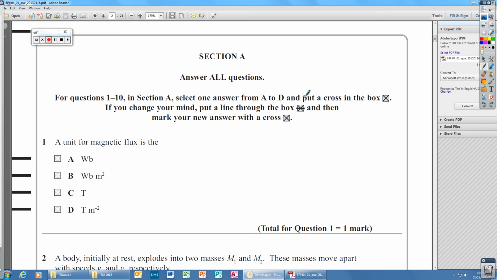Looking at number 1, the unit for magnetic flux is the, well, this is one of those ones you either know it or you don't. It's the Weber. Moving on.